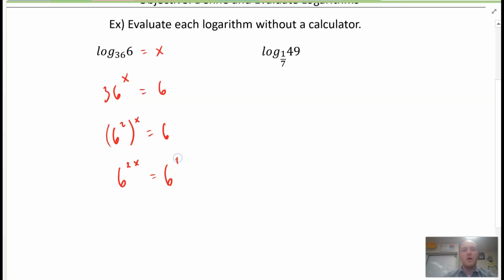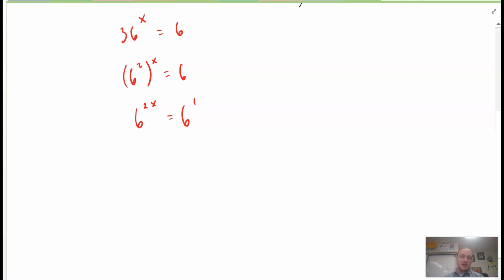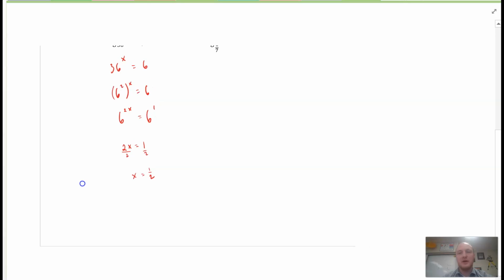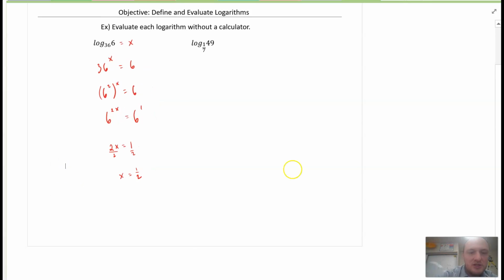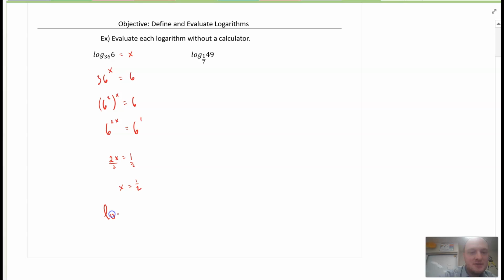power of 1. And thus, here I can use the exponential property of equality. This says if the left side is equal to the right side and the bases are the same, then the exponents are the same. 2x is equal to 1. Go ahead, divide both sides by 2. So x is equal to 1/2. Are we done? No, rewrite your answer. Do we have to? Yes, you do. Log base 36 of 6 is equal to 1/2. Ta-da! All right, not too bad.